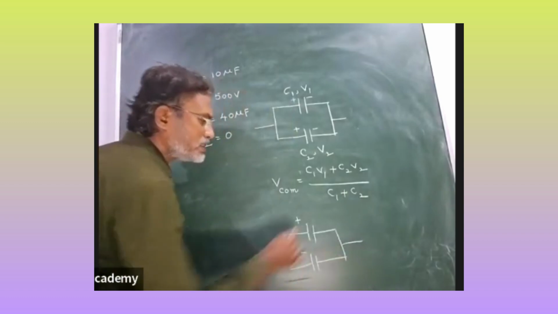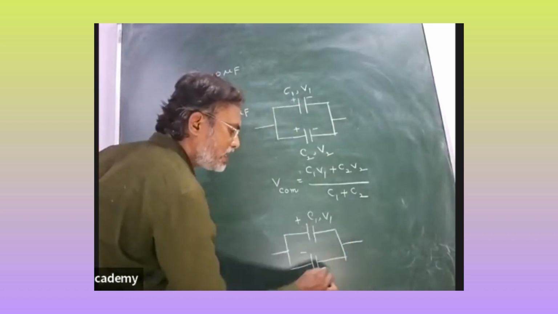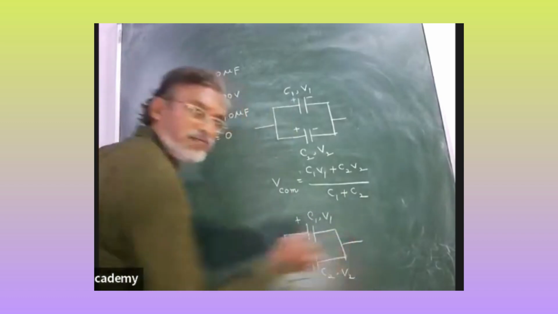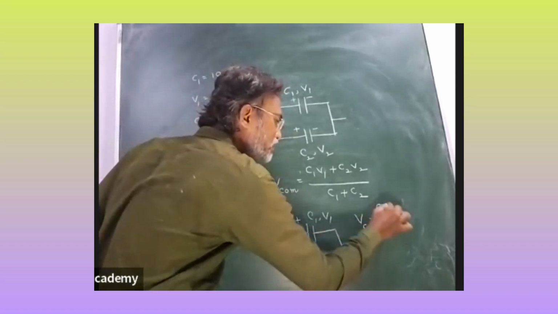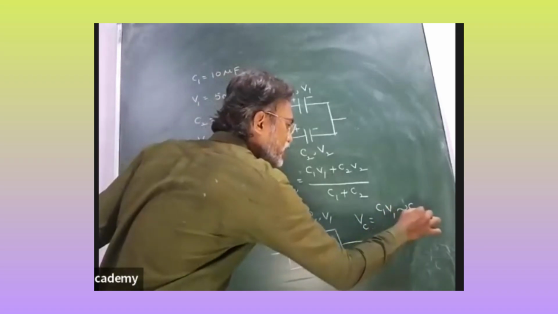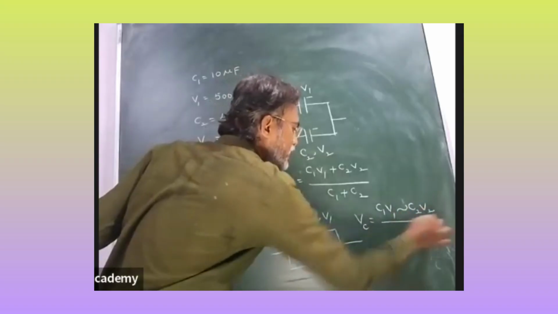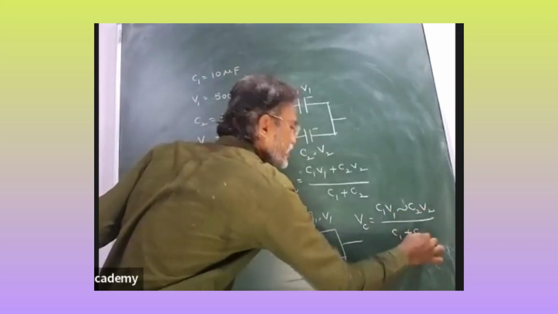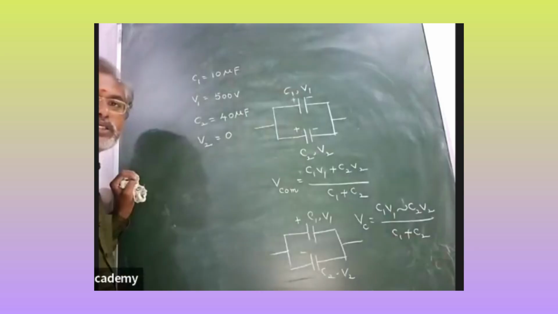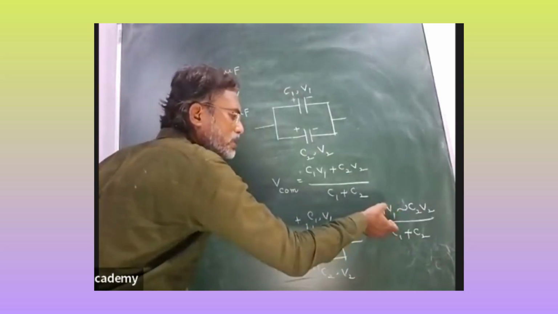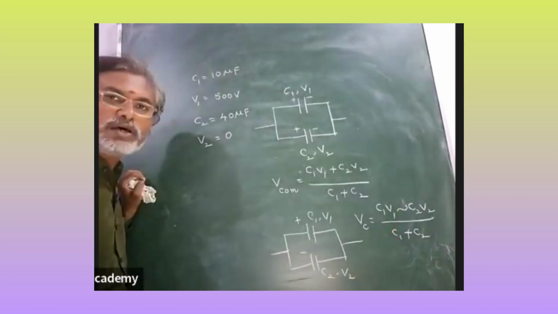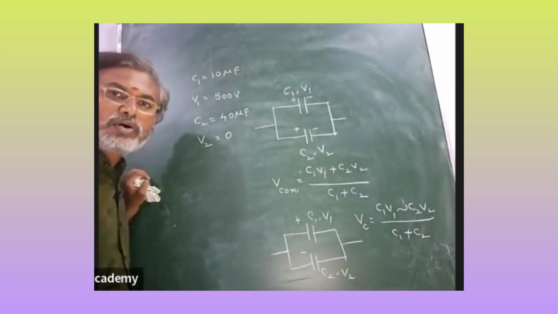In this case, what happens? Here C1 and this is V1 and C2 and here V2. Now what's the formula? V common is equal to C1 V1 with a different symbol, C2 V2, by C1 plus C2. So here this is a different sign: from whatever the value is higher, the lower value has been subtracted. Okay.